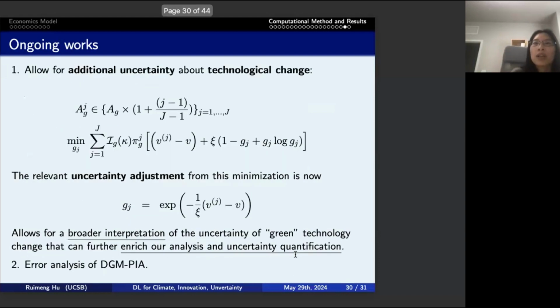And there is some ongoing work. The first one is that in the numerical results that I'm presenting, we only have one A_J, which I denote by A_J prime. So there's no misspecification considered in the productivity post jump. And so we are trying to add these components in the computational part as well. And then the second part is, can we have some error bounds for the algorithm that we proposed? This is of particular interest to me, whether we can develop some error analysis for this DGM PIA model.